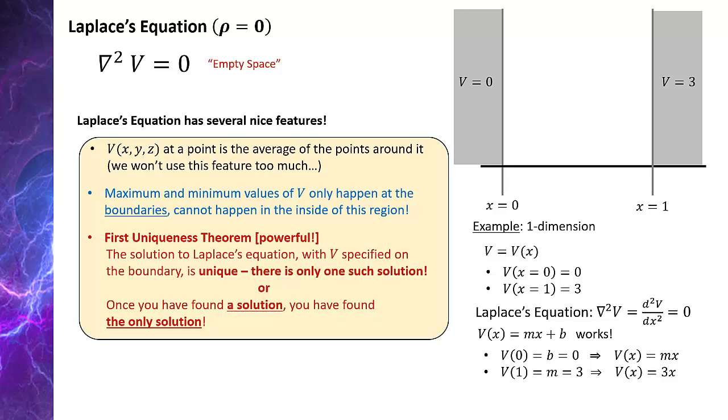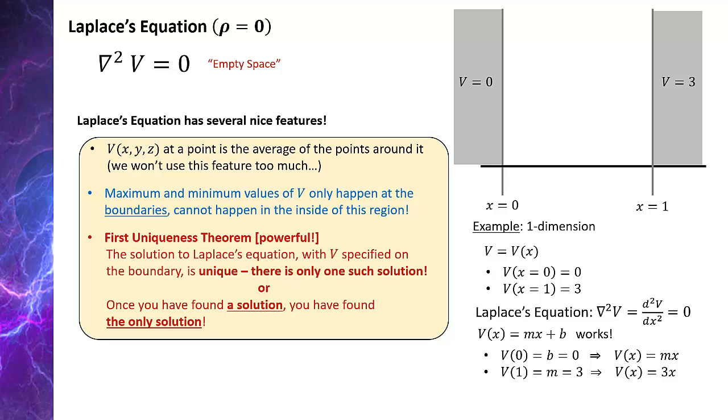At x equal to 1, my electric potential from my guess is just m times 1, or just m now. And that should be equal to 3, the value of the electric potential there. And so v of x should, in fact, be 3x. That satisfies my boundary conditions. At x equal to 0, it's 0. At x equal to 1, it's 3.